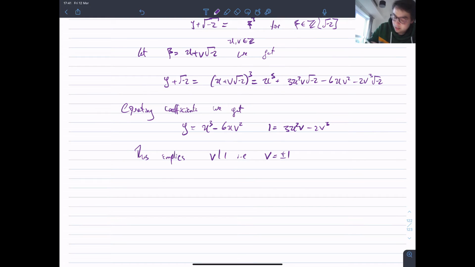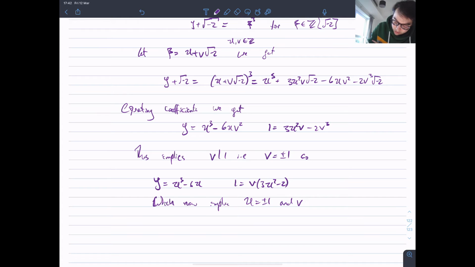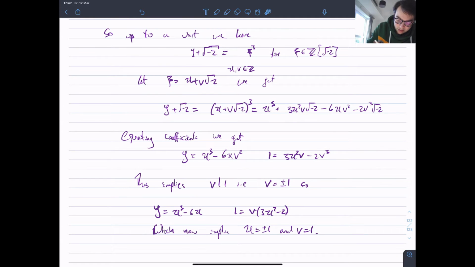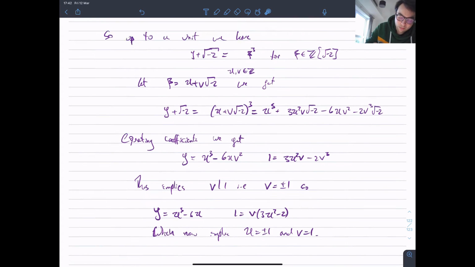So if I plug this in, you get y equals u cubed minus 6u, and 1 equals v times 3u squared minus 2. I don't know, v is plus or minus 1. I'm not sure exactly which of the two it is. So you get something like this, which again, if you look at this equation, implies you have u has to be plus or minus 1, and v has to be 1 out of the two options. So I know what my options for u and v are. That tells me what the options for beta are, and I know that y is something like this, and I have all the options for my solution y.